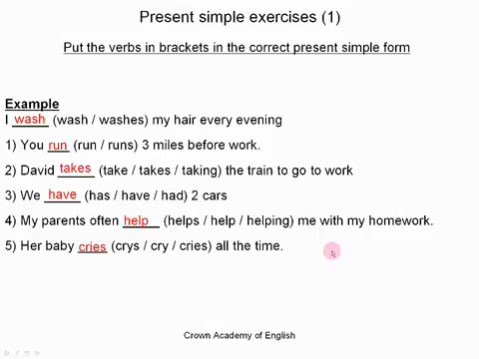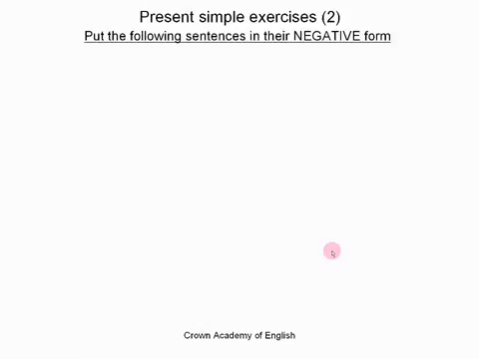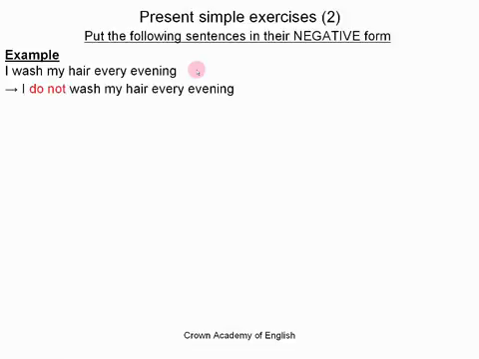Okay, so those are all the answers. That was exercise number 1. Let's move on to exercise 2. This one is similar, except this time I'm asking you to put the following sentences in the negative form. For example, I wash my hair every evening. That's the affirmative. When we put that in the negative form, the answer is, I do not wash my hair every evening.